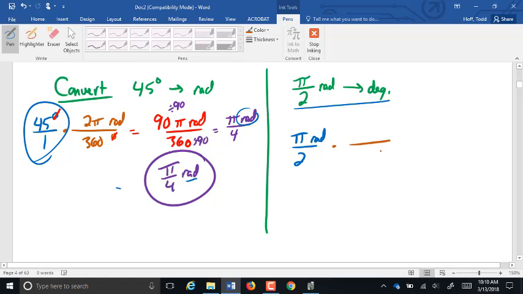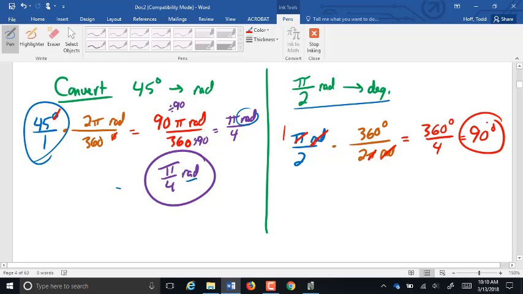So now we're going to get rid of radians, so they go on bottom, degrees on top. 360 degrees equals 2 pi radians. Now the radians cancel, but we also have a pi that cancels. So now this is just nothing, or 1 times 360 degrees is 360 degrees. 2 times 2 is 4. 360 degrees divided by 4 is 90 degrees. Any questions?